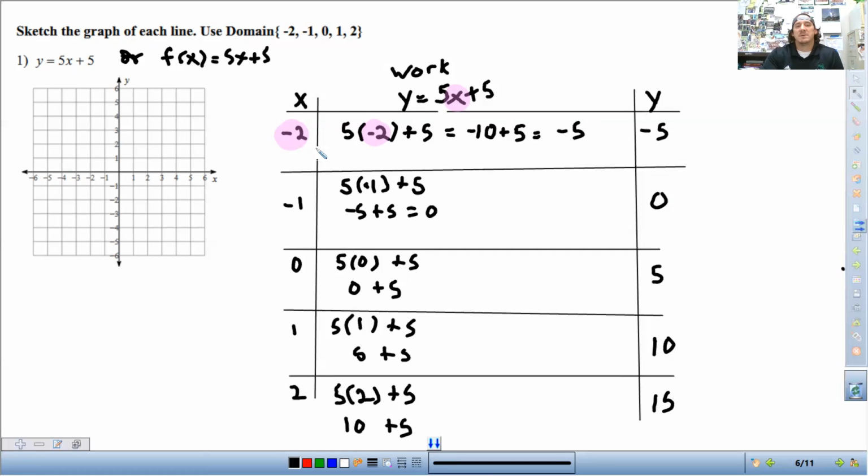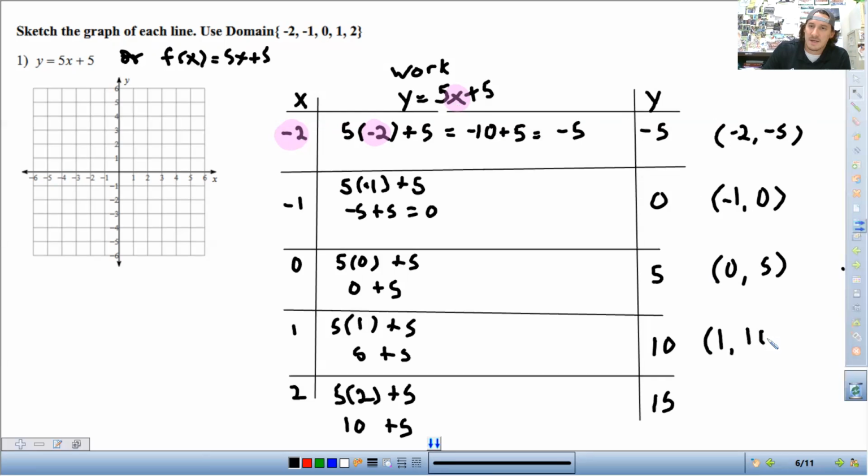So now, since I input the x's into the function, I got my output values. That gives me xy coordinates, so -2, -5, -1, 0, 0, 5, 1, 10, and then 2, 15. I'm going to take each of these points and plot them on this graph. Not all those points are going to fit on this graph. That's okay. I'm going to fit 3 of them. I'm going to fit what I can.